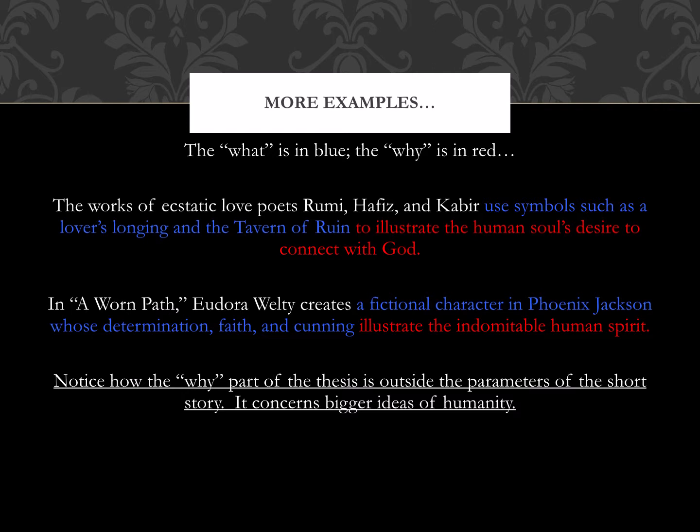Our next example, in A Worn Path, Welty creates a fictional character in Phoenix Jackson whose determination, faith, and cunning illustrate the indomitable human spirit. This one is closest of these examples to what you will be writing. You have a character, you have 3 traits of that character, and then it goes on to give a purpose for those 3 traits, illustrates the indomitable human spirit. That is outside of the context of the plot of the story. That is something that could apply to all of humanity. These are characteristics of the human spirit.